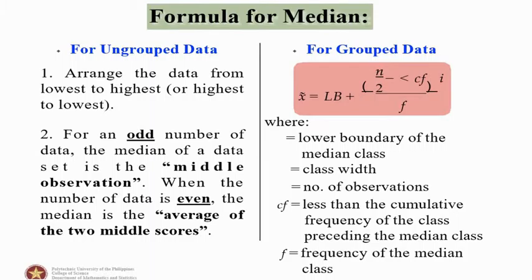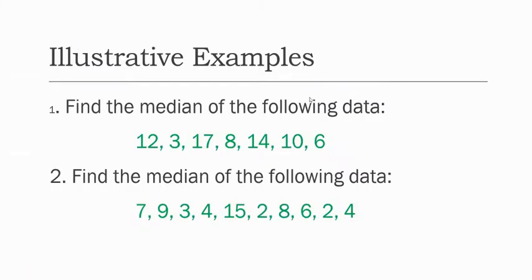Okay? For group data, we have the lower class boundary. Still remember this? The cumulative frequency, which is different, and then we have the class width. Okay, we're not going to do that. Find the median of the following data. What's the median of the first one? Anyone? What's the median of the first one?